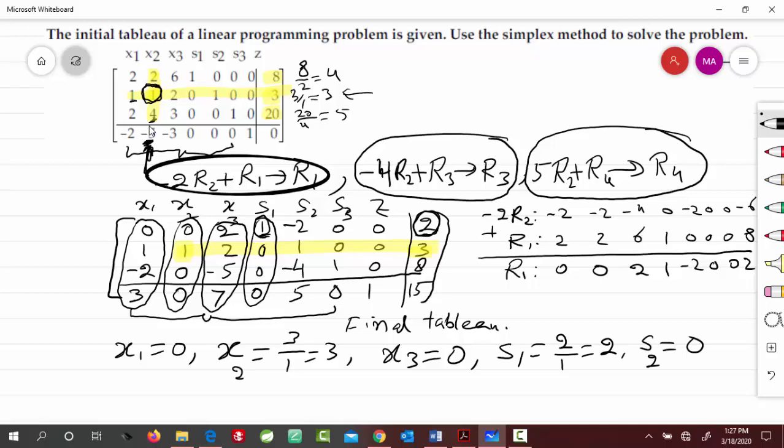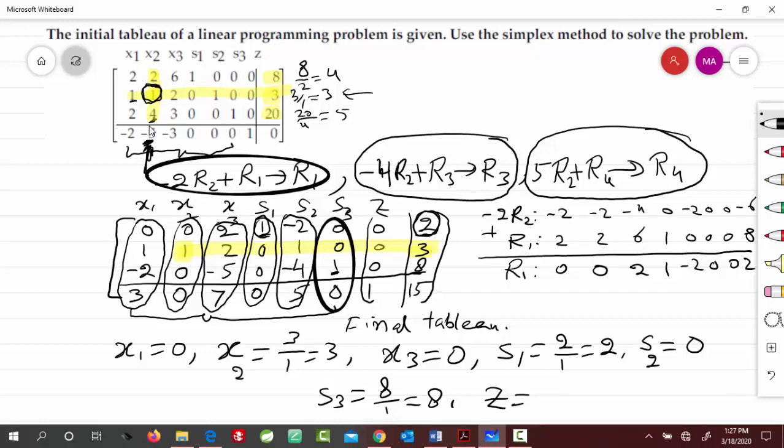And s2 has value 0, because here you see more than one non-zero number. For s3, there is only one non-zero number, and its value is the last number in the row divided by this 1, so 8 by 1, which is equal to 8. For z, again there is only one non-zero number, so the value of z is this 15 divided by 1.